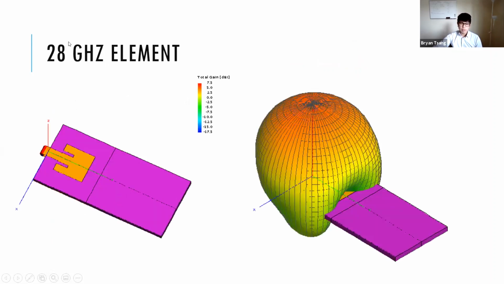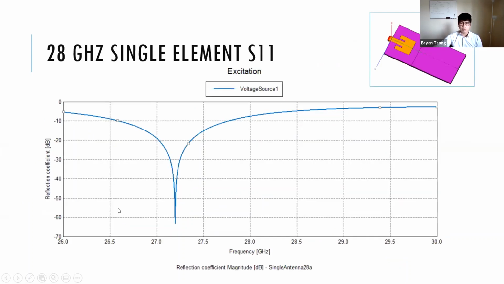So this is my 28 gigahertz element. I used copper as the material for my patch, and I made an edge port over here. So this is the 3D radiation pattern and the S11 parameter, or the reflection coefficient. The first thing I noticed was that it wasn't exactly at 28 gigahertz. And I think this is because the dimensions were incorrect. I could have optimized it, but I wanted to follow the specified dimensions given by the paper.